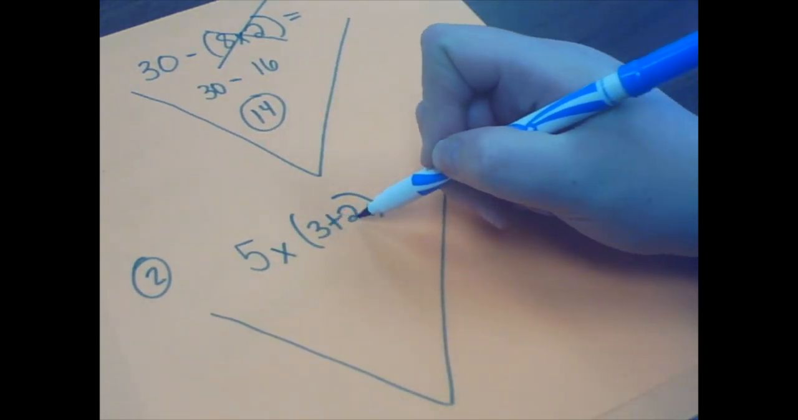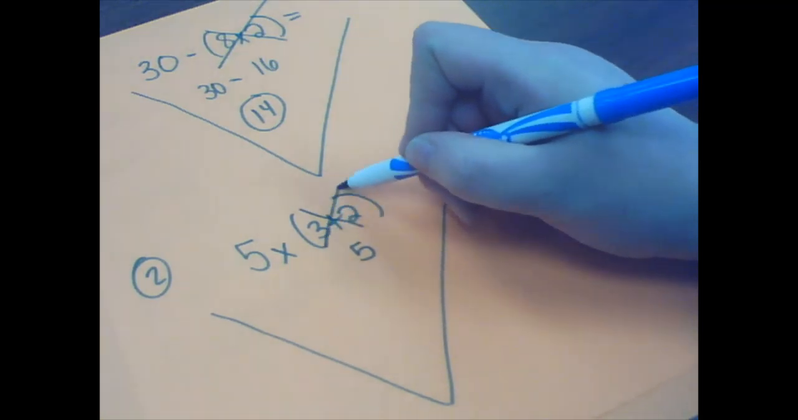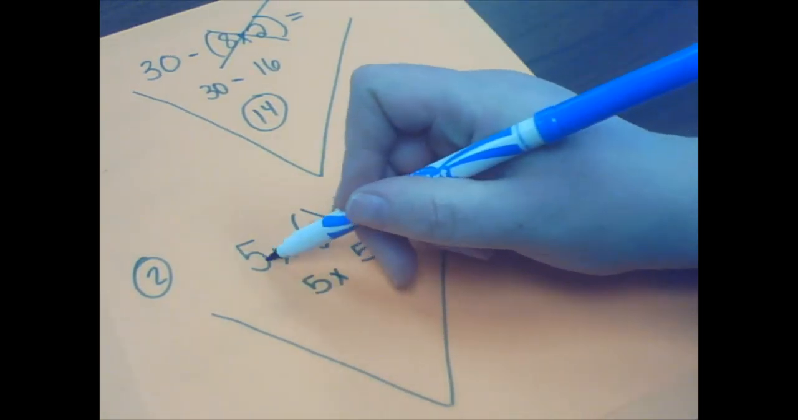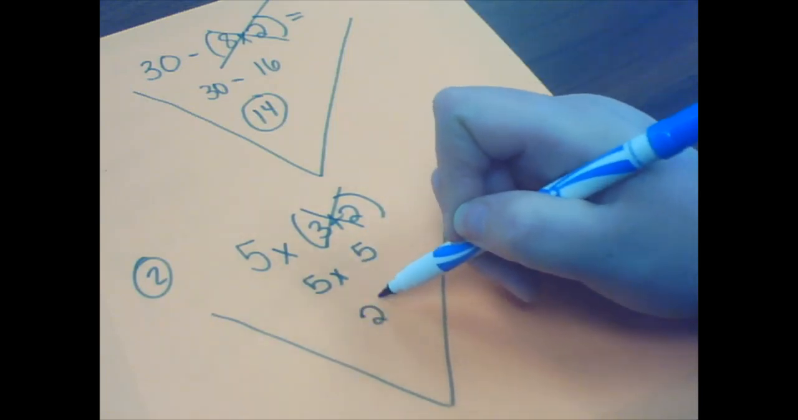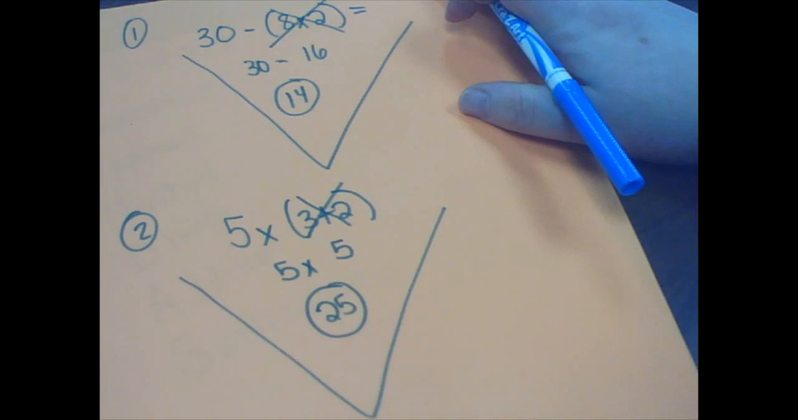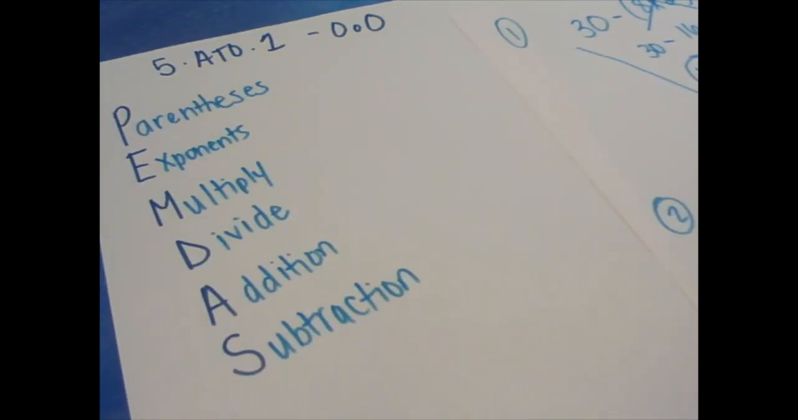So 3 plus 2 is 5. That takes care of that. And I drop everything else down. 5 times 5 is 25. So that would be my answer. Okay, remember, I'm following PEMDAS. All right. Now, I'm going to go ahead and throw a little bit of a different problem at you that has some other components in it. That's a little bit more.